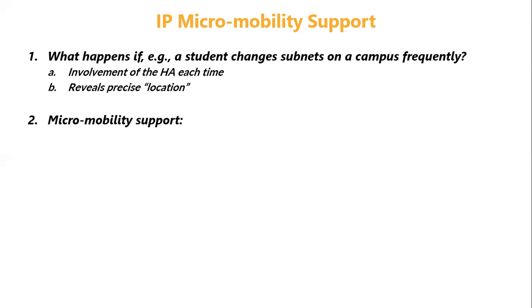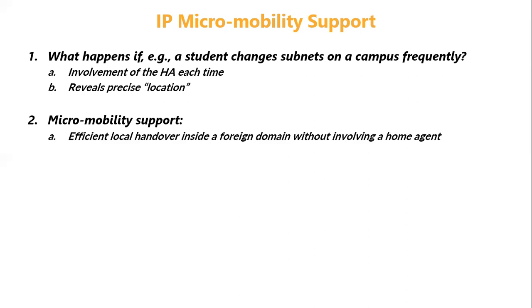But if the micro mobility feature is there, then whenever there is a local handover, meaning within the campus, whenever the student is moving from one network to another network, that need not be updated in the HA. Rather, there will be a router in the local network that will take care of that. Any packet to this particular mobile node in this campus network will not be sent directly to that node. Rather, it will be sent to the main router, and from there it will be sent to that particular mobile node.